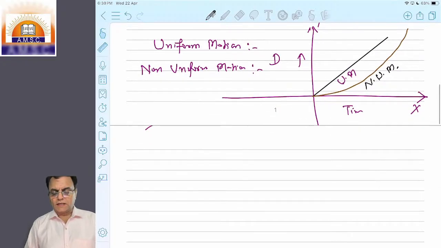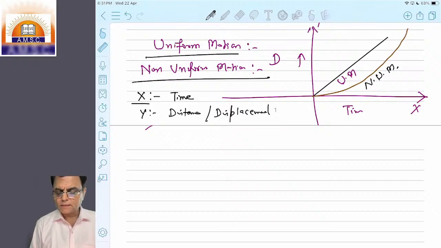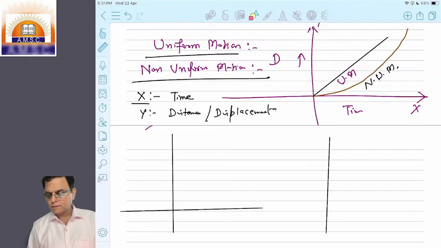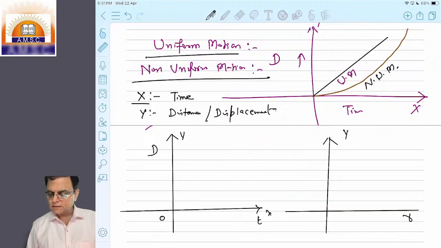Got it? So as far as uniform motion and non-uniform motion, always you need to understand that the x-axis represents time, and the y-axis represents distance or displacement. क्या represent करता है बेटा वो? Distance and displacement. In the school examination, they may give you this graph. This is 0, this is time, right? This is distance or displacement, y-axis, x-axis, this is the time.